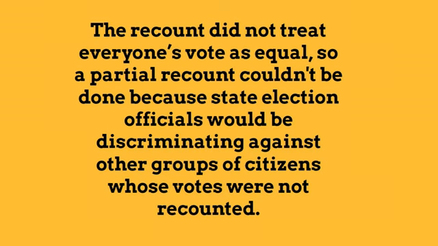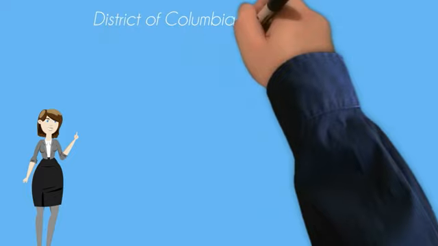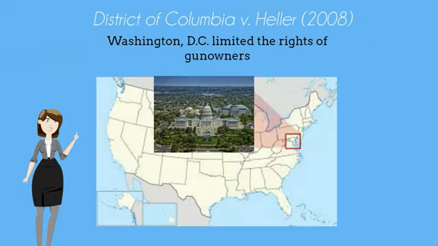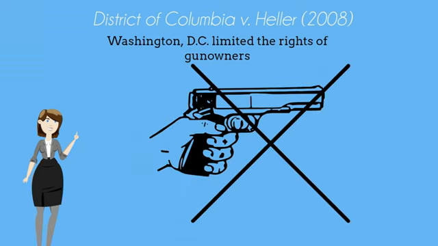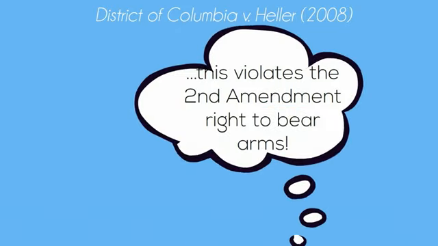We have one more case to talk about in our video, and it's a recent case that has greatly impacted our civil liberties, and that's District of Columbia versus Heller. Back in early 2000, District of Columbia, also known as Washington, D.C., passed an ordinance that limited the rights of gun owners. A group of private gun owners, including Mr. Heller, filed a suit in the federal courts, claiming that the ordinance violated their Second Amendment right to bear arms.